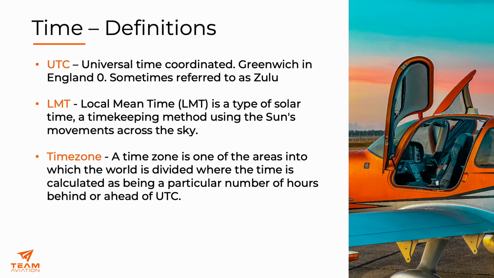Local mean time, or LMT, is a method of timekeeping based on the position of the sun in the sky at a specific location. Historically, noon was defined as the moment the sun reached its highest point in the sky at that longitude. However, because every location had a slightly different LMT, it became impractical, leading to the adoption of time zones. Time zones divide the world into regions where the same standard time is observed. Each time zone represents a difference of 1 hour for every 15 degrees of longitude, east or west of UTC. This system ensures a standardized approach to timekeeping across different regions.